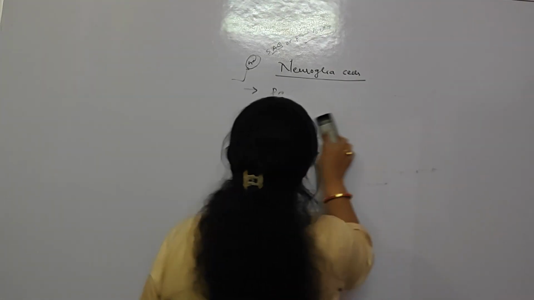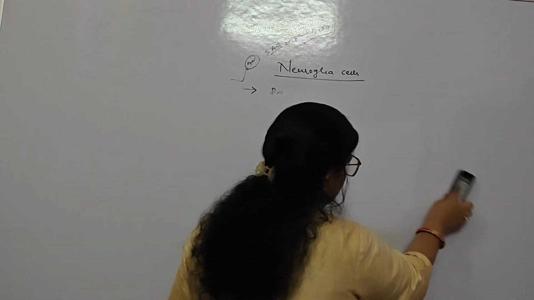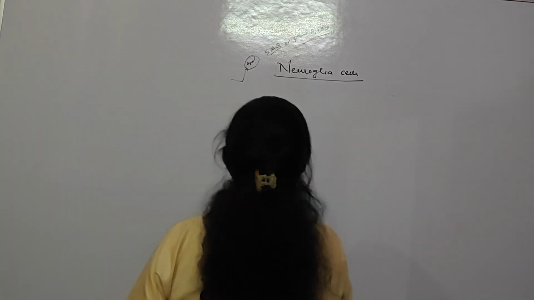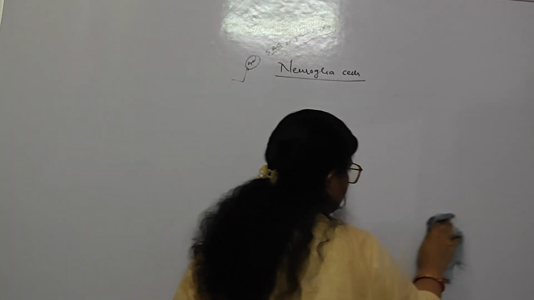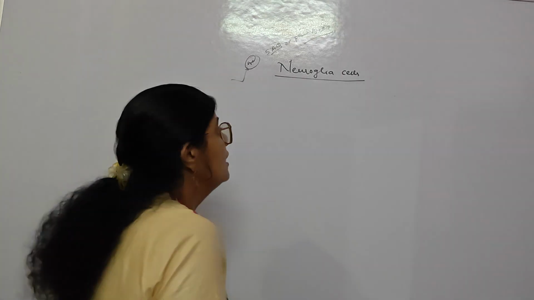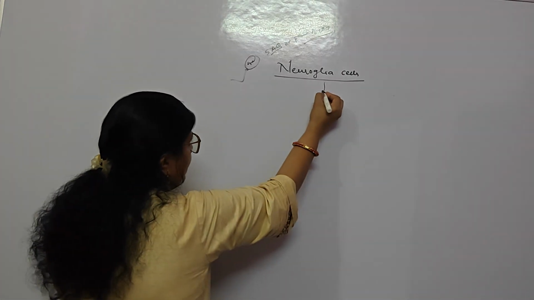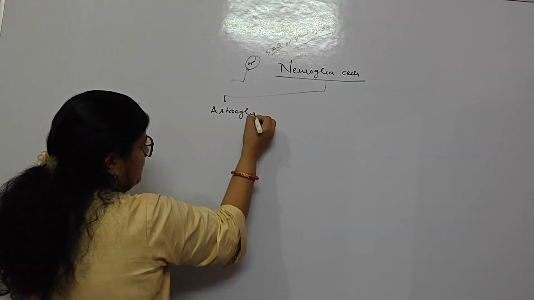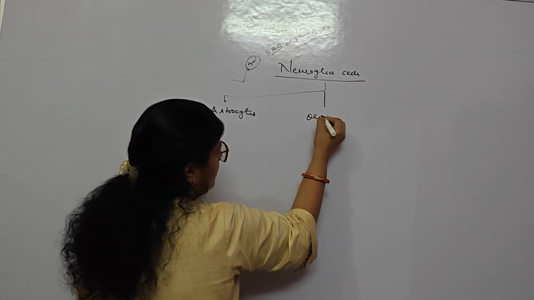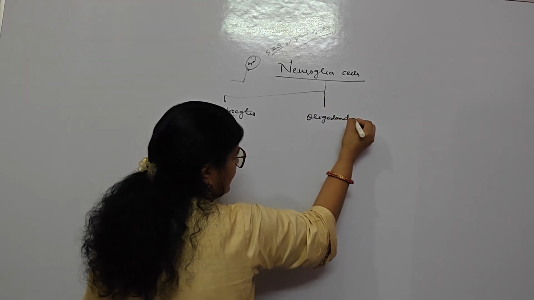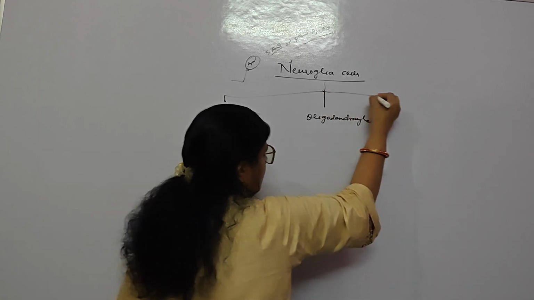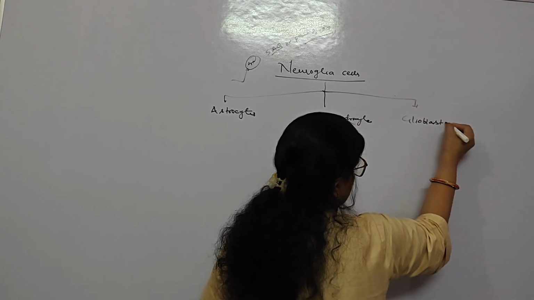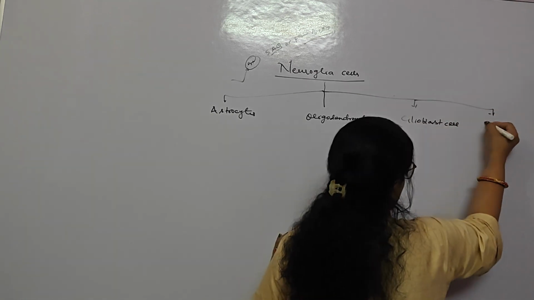Now we move very quickly. I'm only highlighting the important points for MCQs and for the exam. So we can classify it into various cells, like we have star-shaped astrocytes, then we have oligodendrocytes, then we have glioblast cells, and we have ependymal cells.